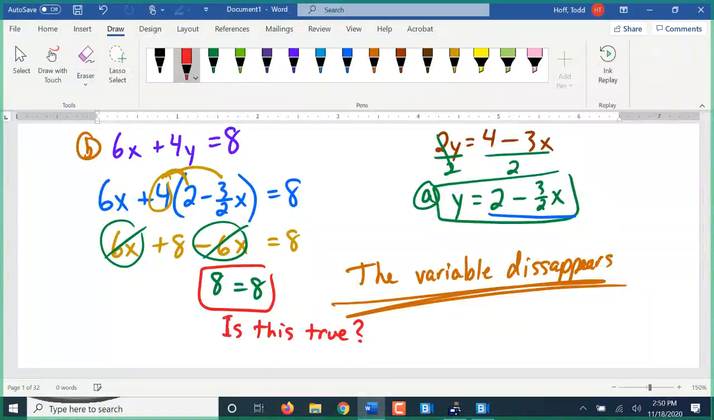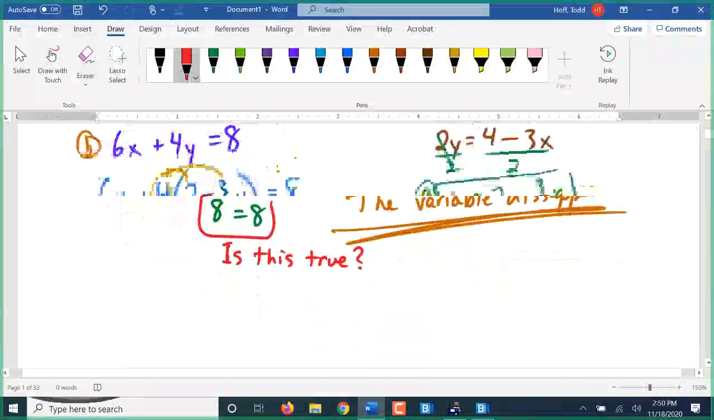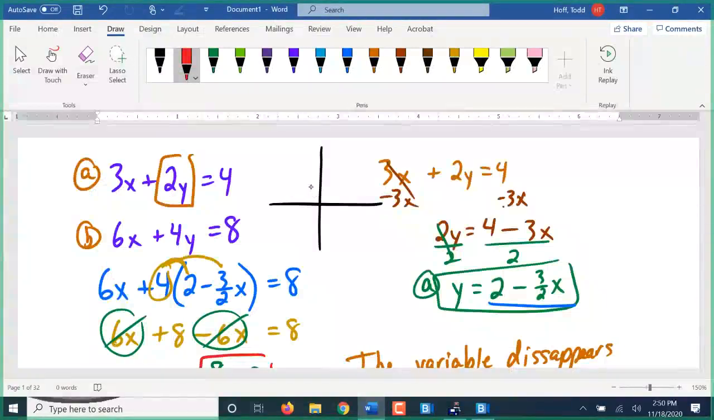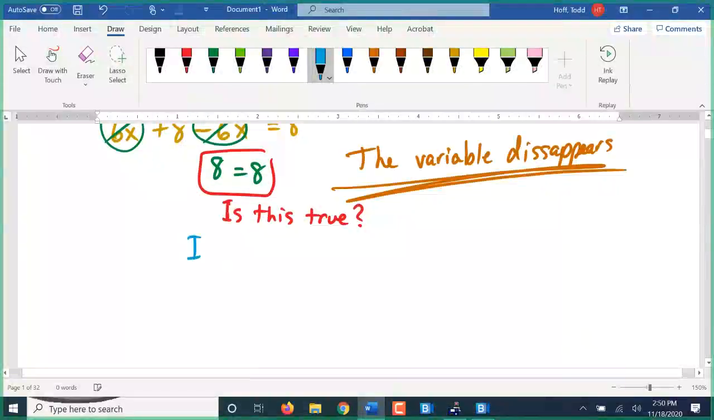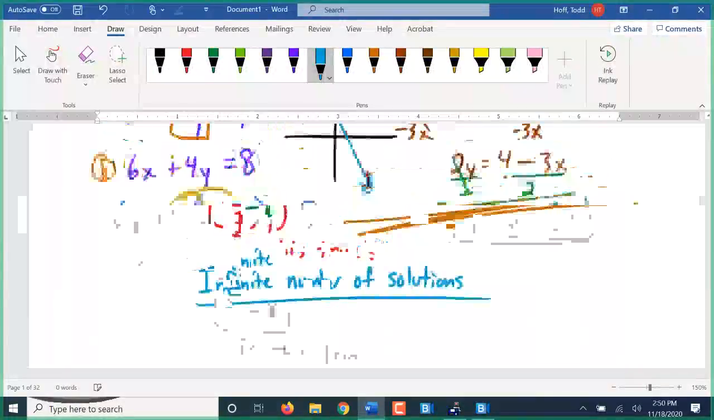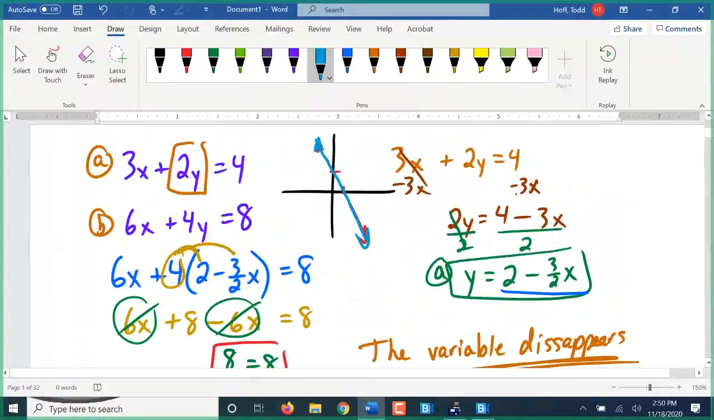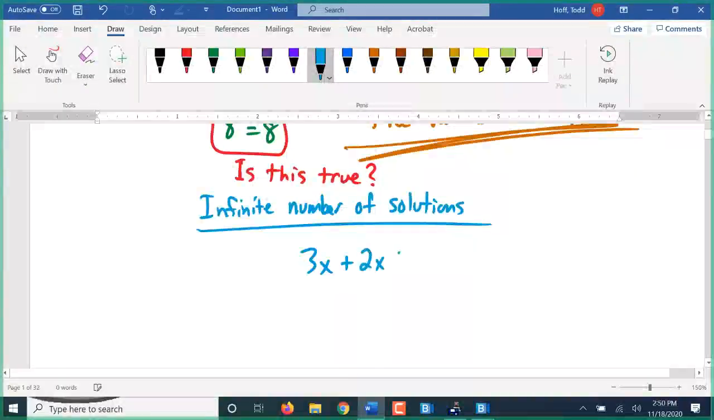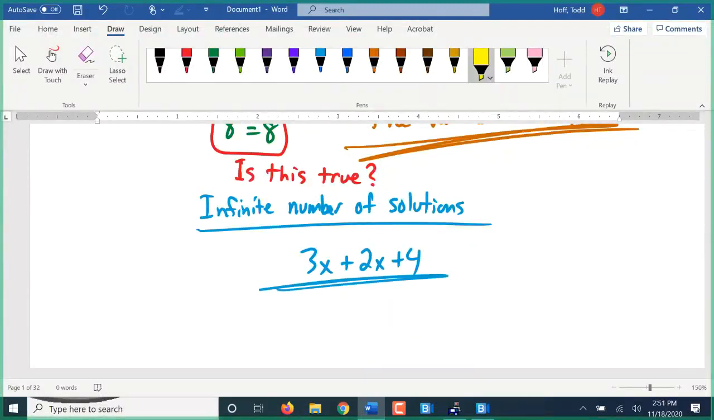If that's the case, then what that means is that these two equations, if we were going to graph them, let's see, we'd have like 2 and 1.5. These two equations are actually the same line on the graph. So that's telling us there's an infinite number of solutions. But more specifically, the two equations are the same. Any solution to one equation is a solution to the other equation. So my solution, I can just write down one of the equations. Any solution to this equation will be a solution to the other one.